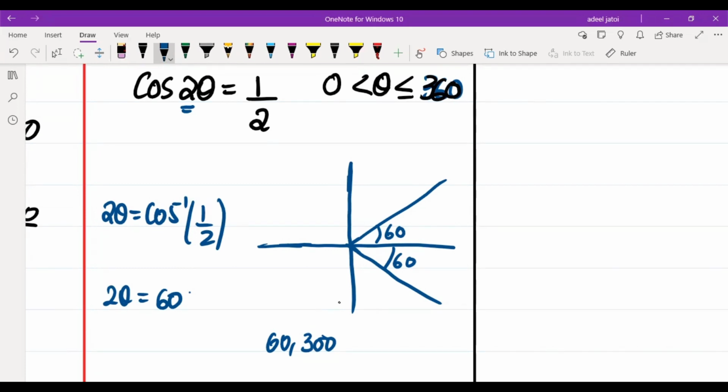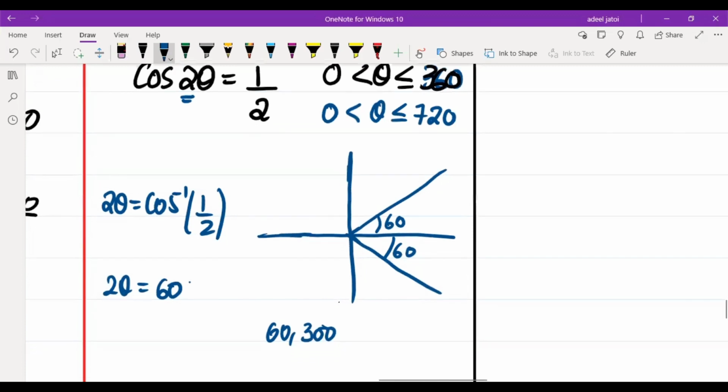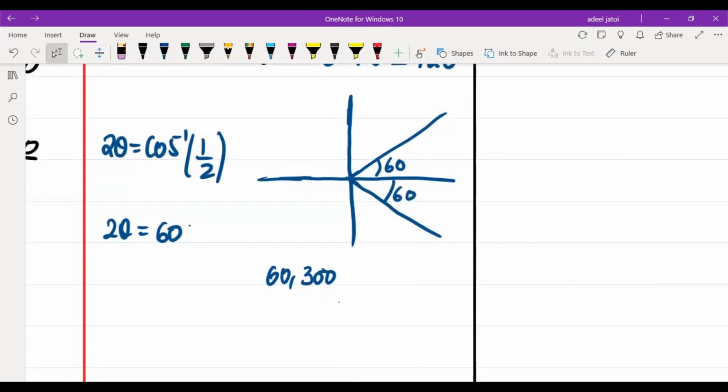So moving forward, theta greater than 0, and this should be what? 720. When we multiply 360 by 2, it will be till 720. So that means if we move from 0 to the first, second, we just calculated, we go till 360 and then we'll move again. So the third angle that we will end up having is what? 360 plus 60, which will be 420.